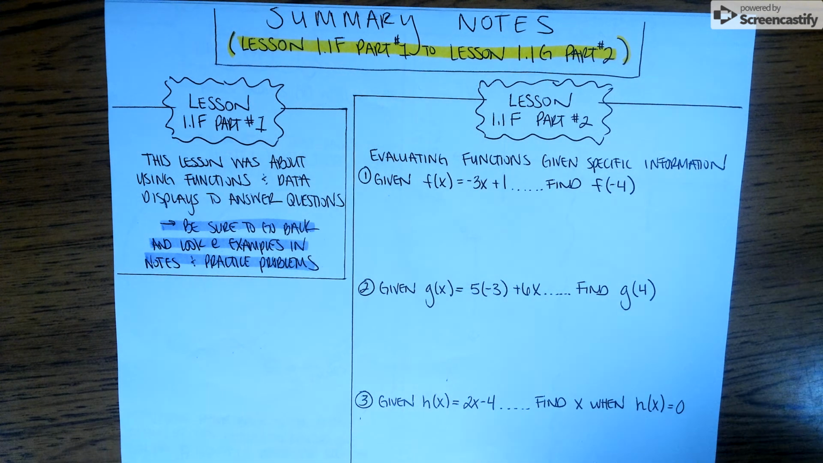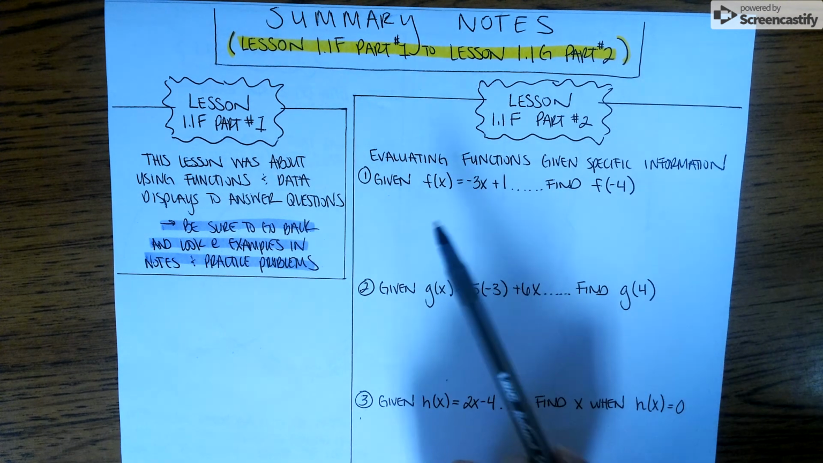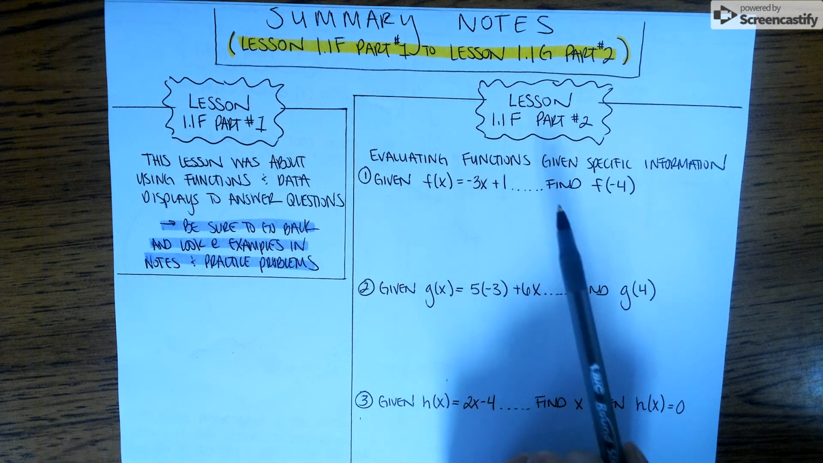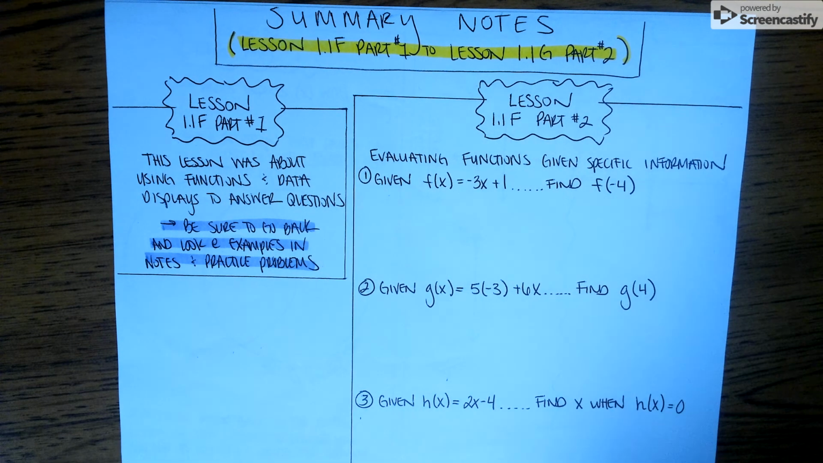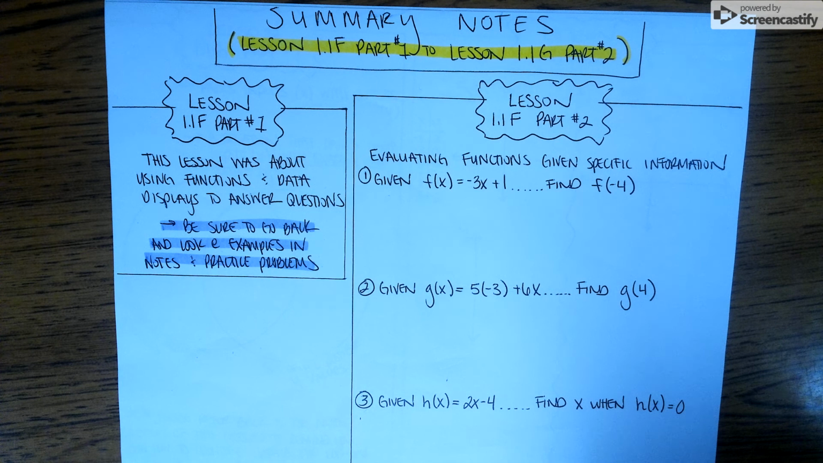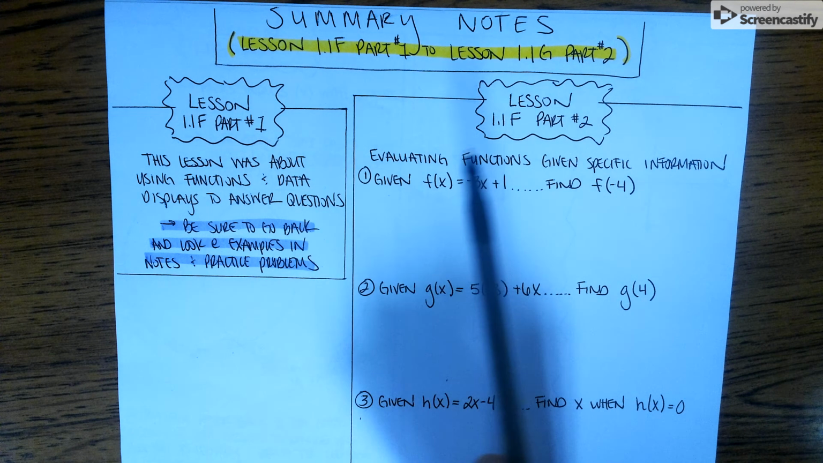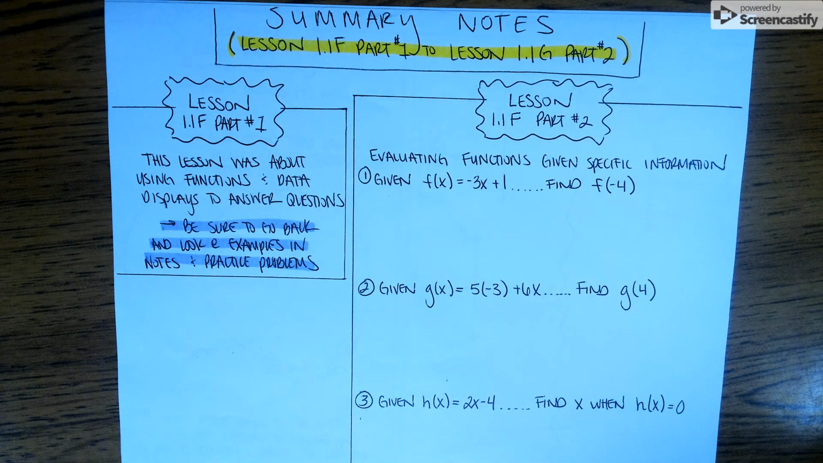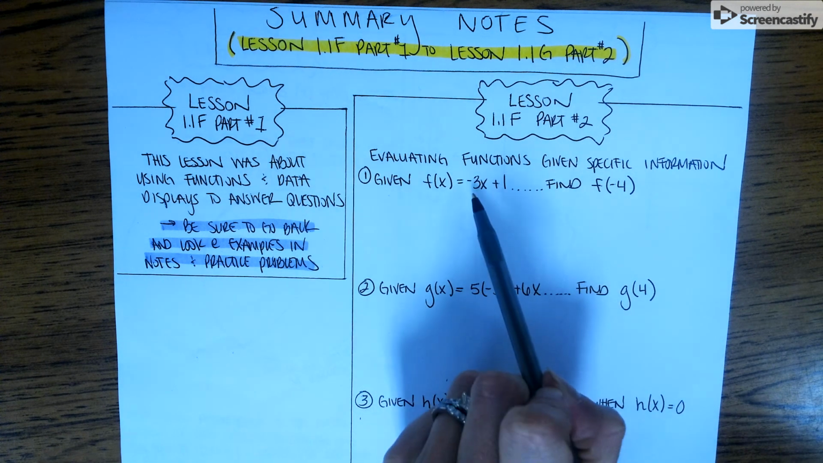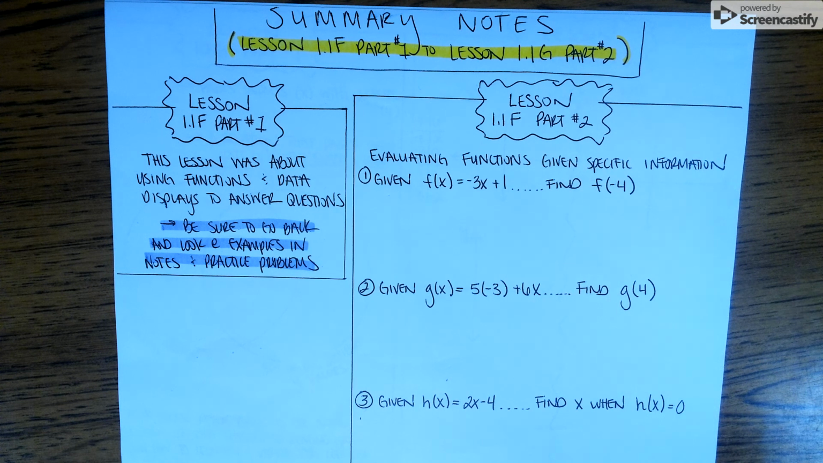Now, lesson 1.1F part 2 is looking at evaluating functions given specific information. In this lesson, we are still dealing with data and we're still dealing with numbers, but in a more abstract way, and we're using them with different types of functions and equations. I have 3 examples that we're going to walk through here, just so you get the hang of working with functions, plugging in information to get a specific outcome.